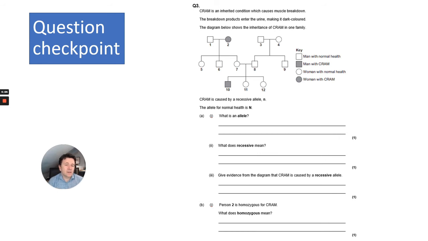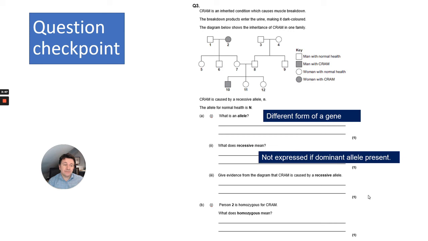So let's look at the questions. Question A, sorry, what is an allele? So straightforward, it just wants some information on recall. It's a different form of the same gene. What does recessive mean? Well, it's not expressed if a dominant allele is present, or you could say it will be expressed if both alleles are recessive, homozygous, for example.